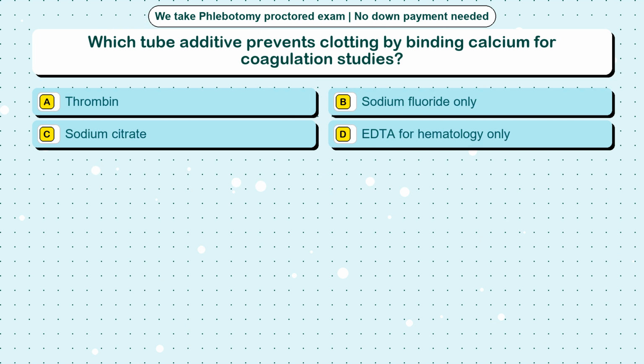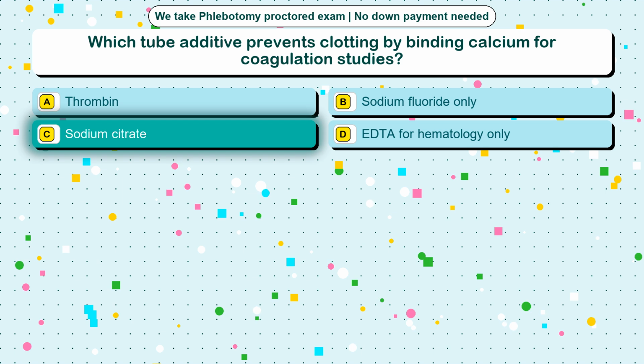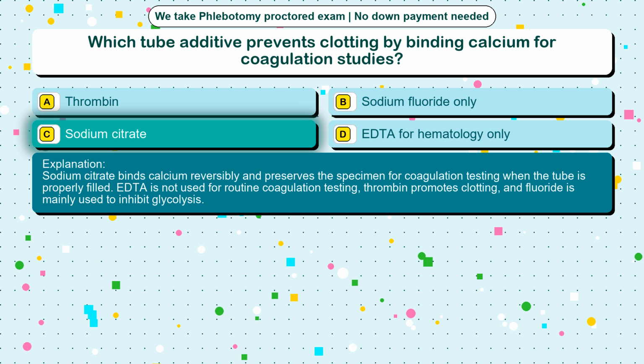Question 69. Which tube additive prevents clotting by binding calcium for coagulation studies? Option A. Thrombin. Option B. Sodium fluoride only. Option C. Sodium citrate. Option D. EDTA for hematology only. The correct answer is option C. Sodium citrate. Sodium citrate binds calcium reversibly and preserves the specimen for coagulation testing when the tube is properly filled. EDTA is not used for routine coagulation testing. Thrombin promotes clotting, and fluoride is mainly used to inhibit glycolysis.